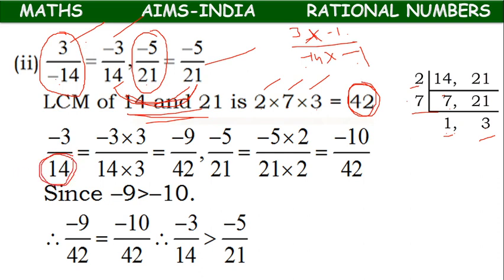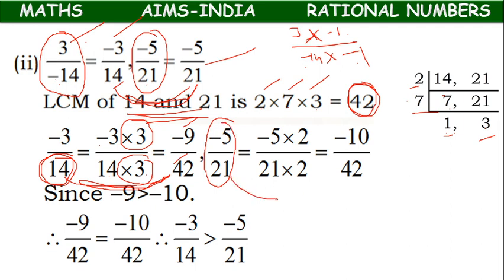Now minus 3 by 14 is there. 14 we have to turn into 42. How can we make it 42? By multiplying with 3, both the numerator and denominator. So minus 3 times 3, minus 9; 14 times 3, 42.